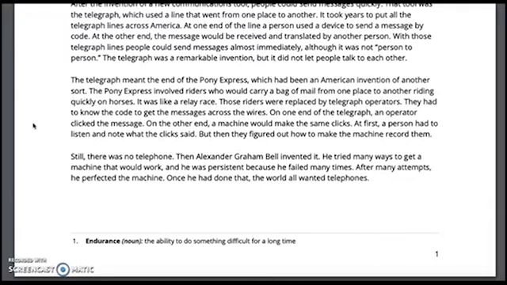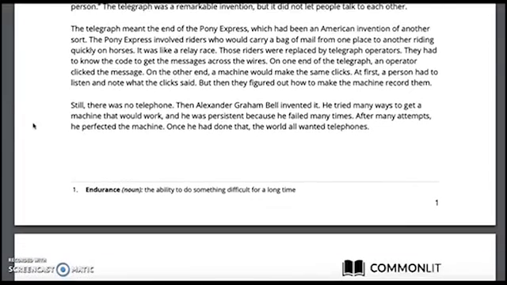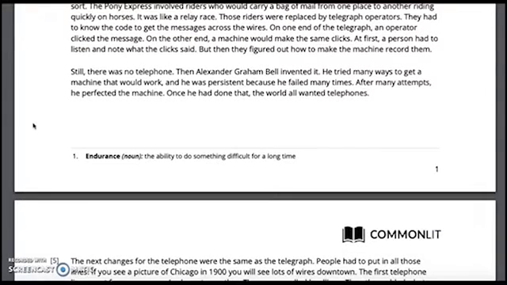Those riders were replaced by telegraph operators. They had to know the code to get the messages across the wires. On one end of the telegraph, an operator clicked the message. On the other end, a machine would make the same clicks. At first, a person had to listen and note what the clicks said, but then they figured out how to make the machine record them. Still, there was no telephone.